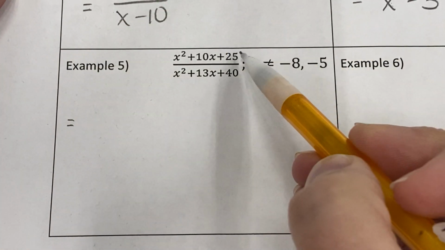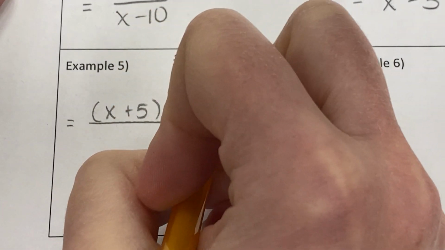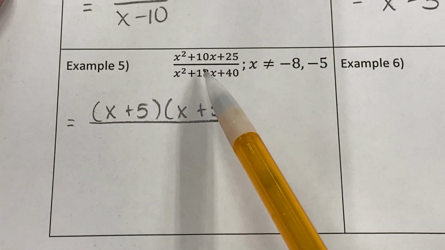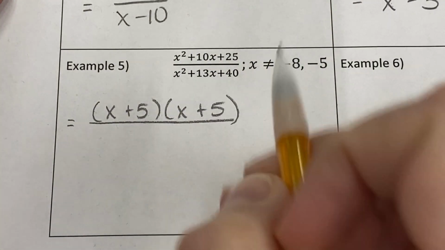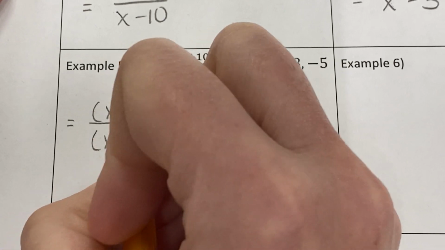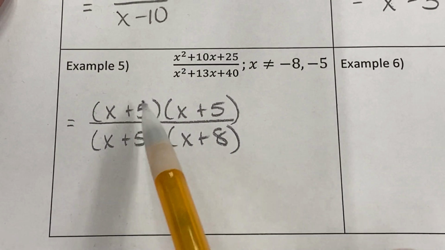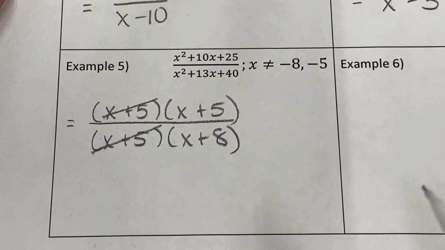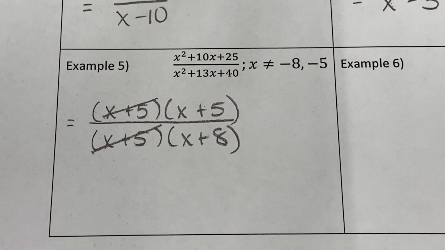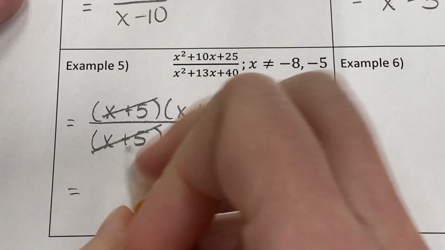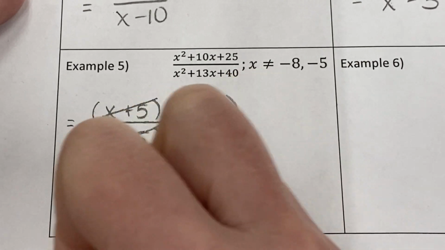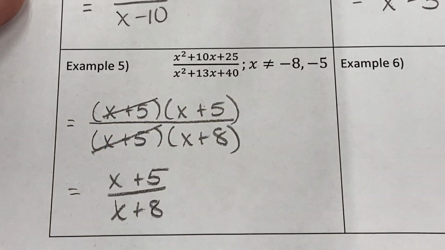Two numbers that add to 10 and multiply to 25 are 5 and 5. Add to 13, multiply to 40, 5 and 8. Okay, now here, you can only cancel out one in the top and one in the bottom. This one won't cancel as well because there's not another one in the denominator for it to cancel with. So x plus 5 over x plus 8.